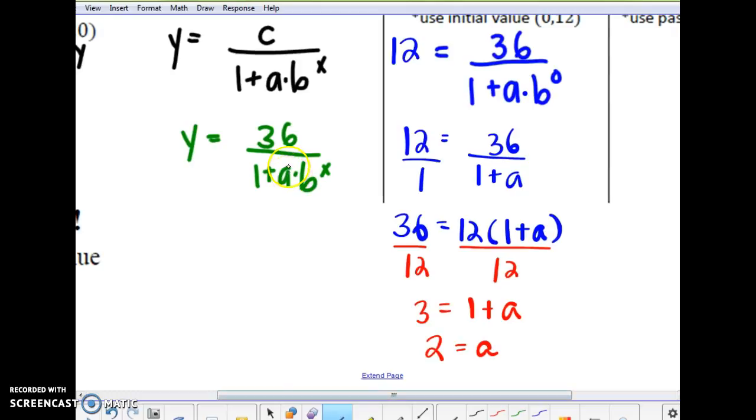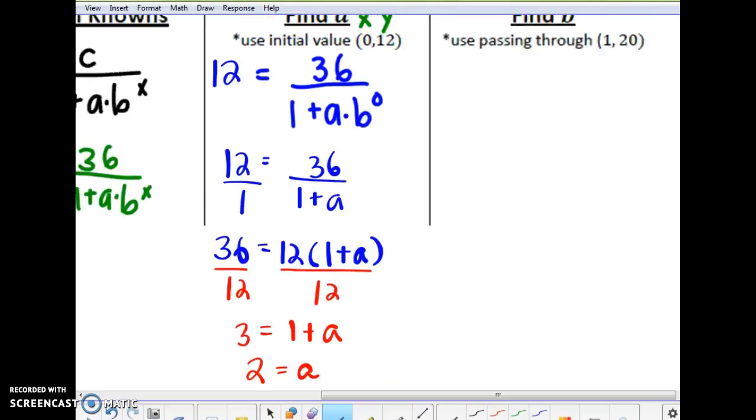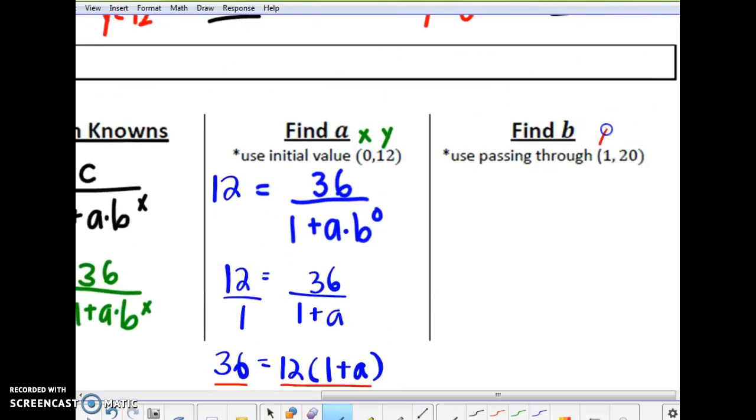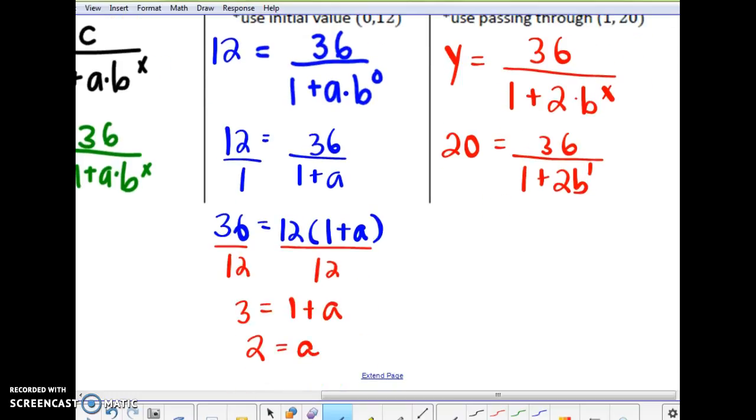Now we know our a, we know our c. The last step is to get our b. To get my b, I'm going to rely on that last point, this (1, 20). So that's my x, that's my y. Y is equal to 36 over 1 plus my a, which is now 2, times b to the x. What I want to do is take out x and put in 1, take out y and put in 20. 20 equals 36 over 1 plus 2b raised to the first. Steps are going to stay the same.